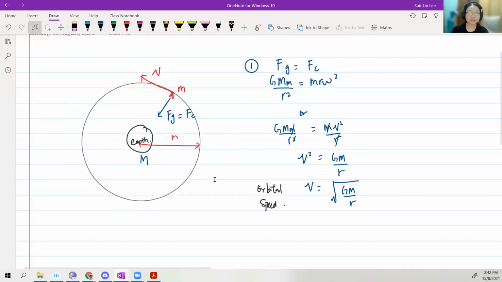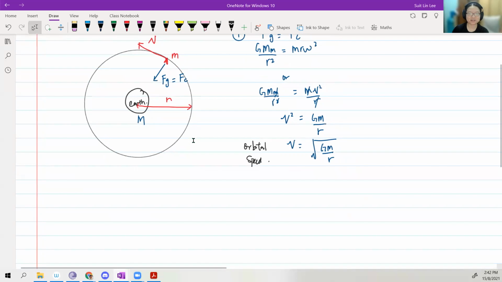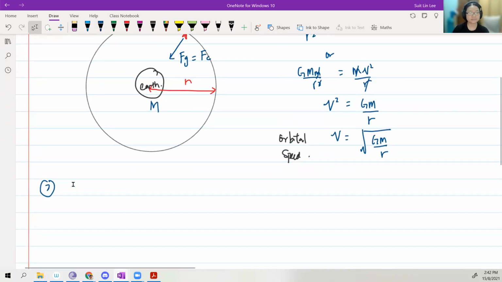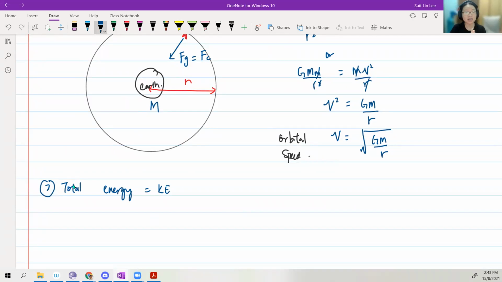But when it comes to energy, which is the third and fourth pillar, by the way, let's say I want to consider the total energy of the satellite. Total energy of a satellite will be the sum of kinetic energy, because the satellite is moving, plus potential energy, gravitational potential energy to be exact, because the satellite is not at infinity, so there's definitely GPE.